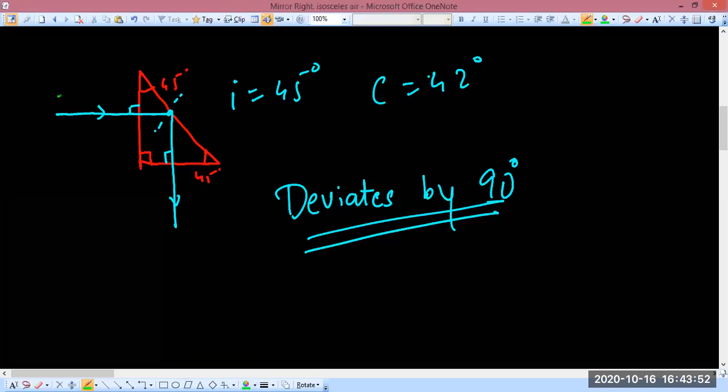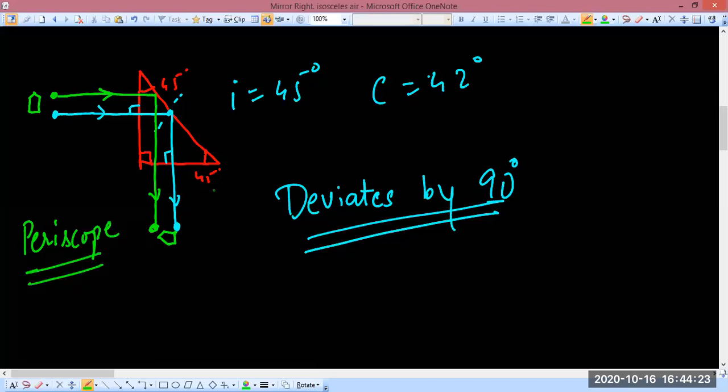Think about this. Suppose a green ray comes here, then it will get reflected from here and go like this, right? So suppose this was an object like this, then its image will be like this. I hope that makes sense. Understood? So if you keep something like a pencil like this, it will appear like this. Clear? This is what is exactly used in a periscope. I think you do know what a periscope is. It's only in submarines, right?